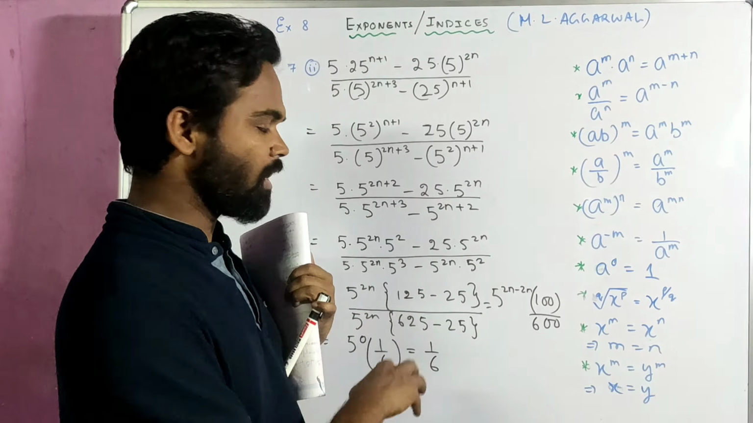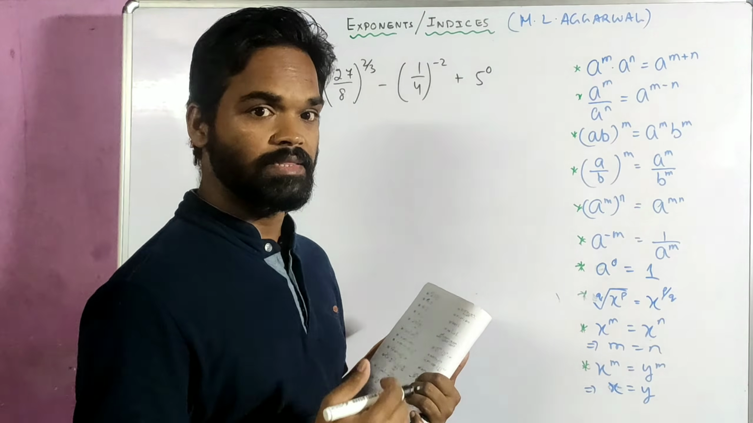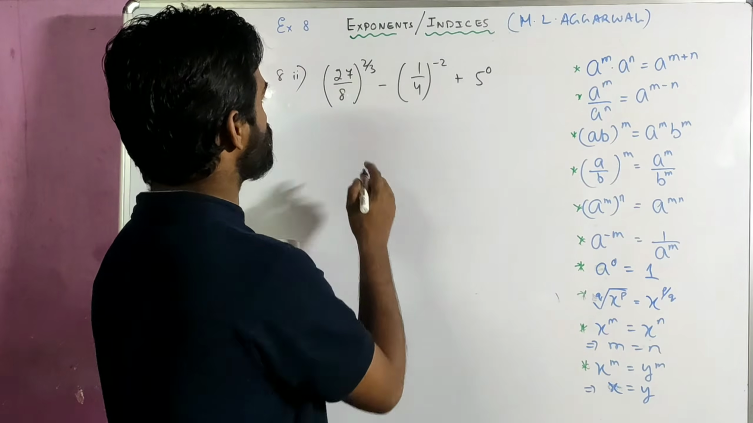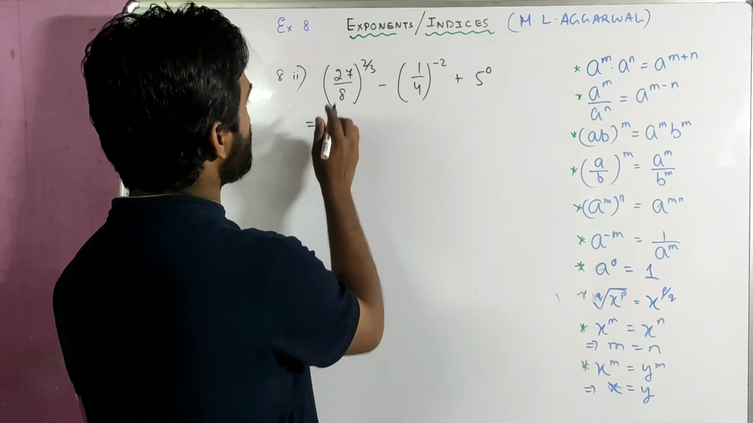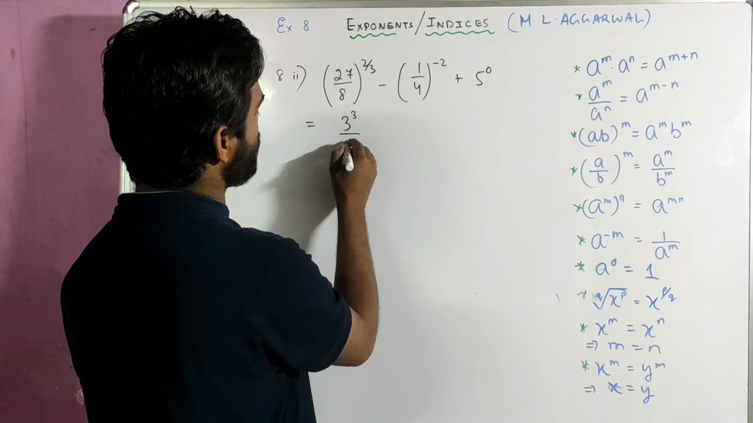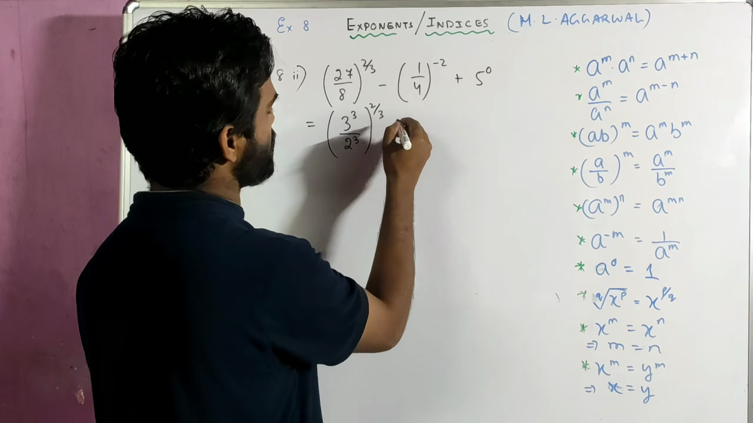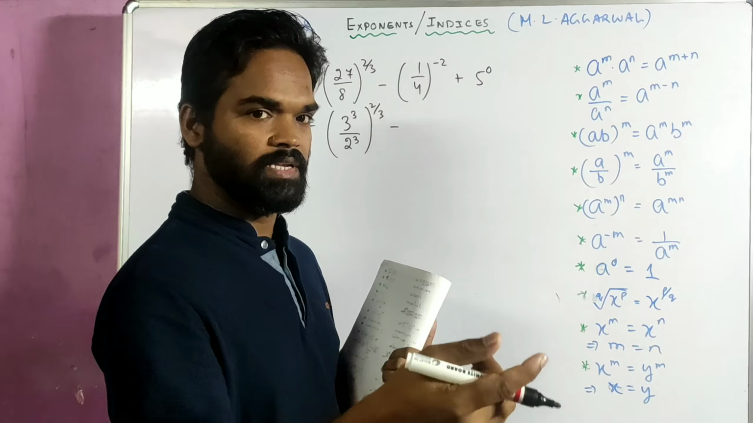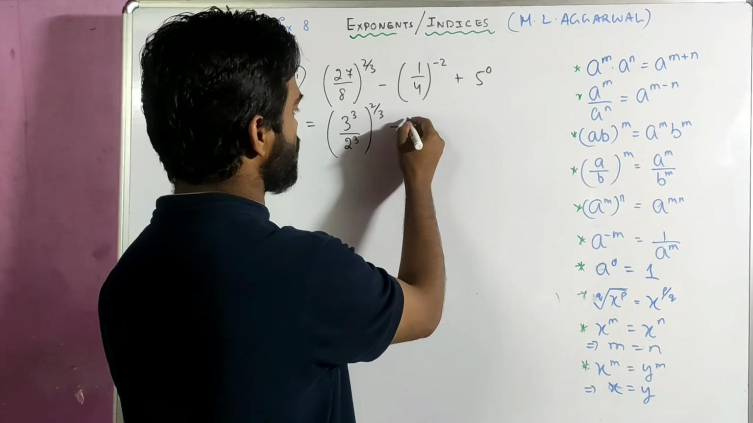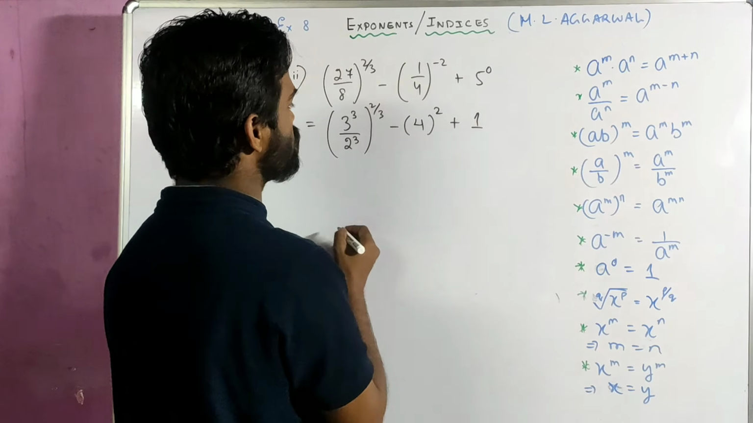You can pause the video and see the sum. Now look at this sum. 8 part 2. Simplify this. Now we can write this as 3 cube, and 8 we can write 2 cube whole to the power 2 by 3 minus. Now the power is negative, so this becomes a multiplicative inverse of 4 to the power 2, plus something to the power 0 is 1.